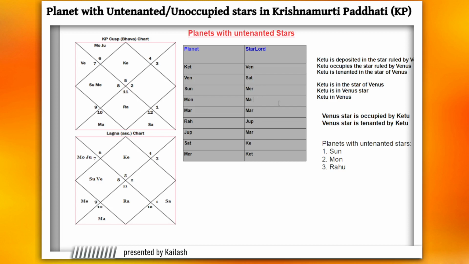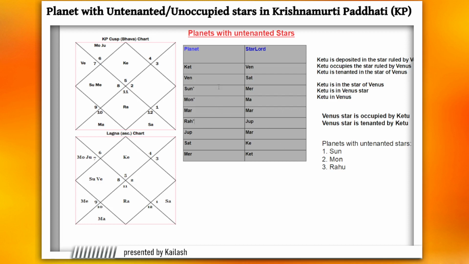Now, having said that, what is the special significance of these untenanted planets? Let's first identify these planets with some special symbols. We'll put a star over here. So this just indicates that these three planets are the untenanted planets, planets with untenanted stars.